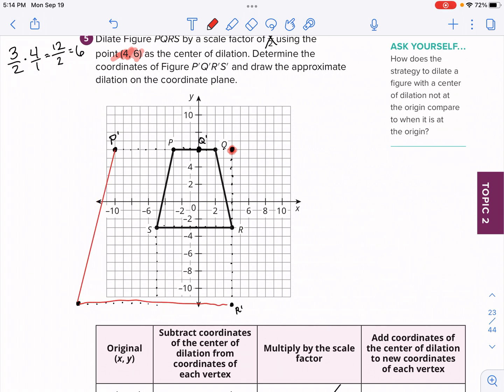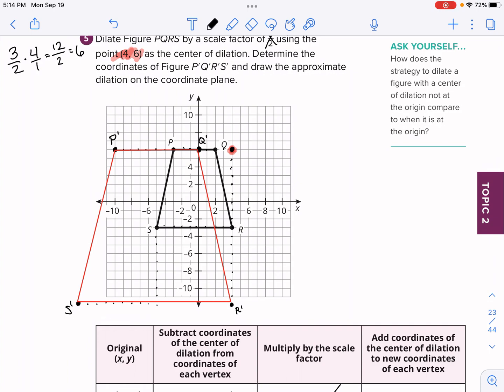Right here, right there. We're going to connect it to Q prime. And then finally from P prime to Q prime. And then also forgot to label S prime. All right. So here, let's go ahead.